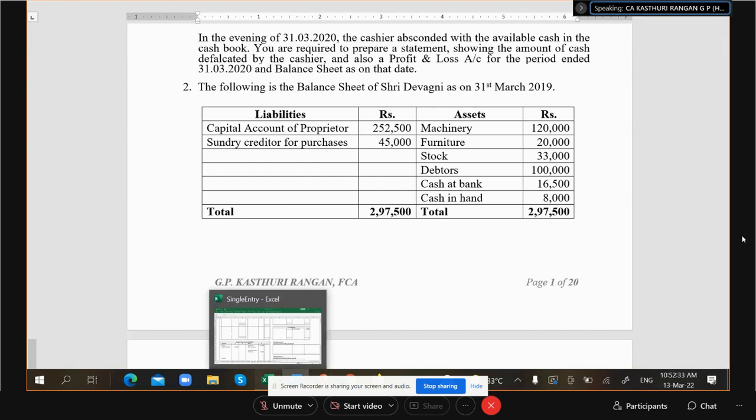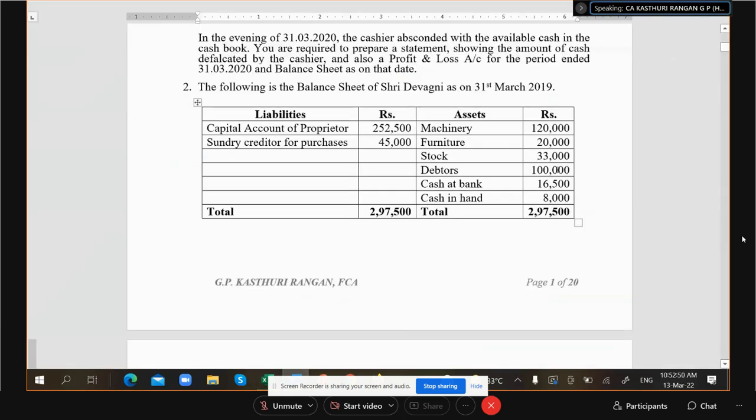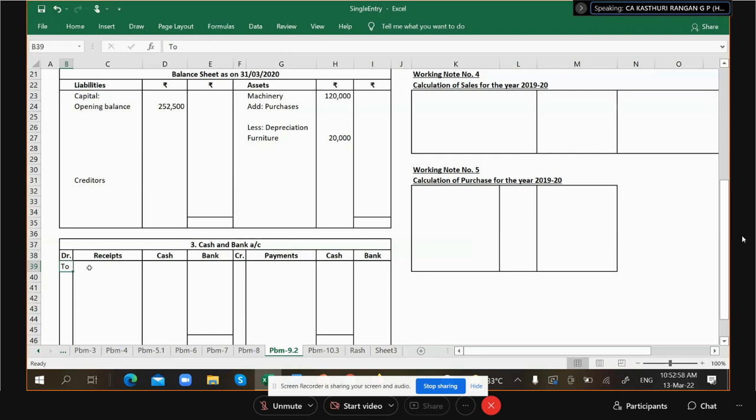Stock. This is the opening stock. Where will you put the opening stock? In the trading account. To opening stock, 30,000. Then opening debtors, to balance 1 lakh. Then bank and cash. So where will you put the bank and cash balance? In the cash and bank account. To balance, cash 8,000, bank 16,500. So what I did now, I just put all the opening balances in the appropriate places.